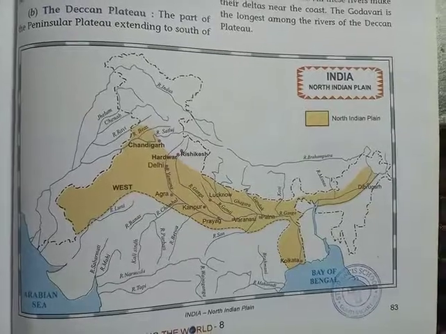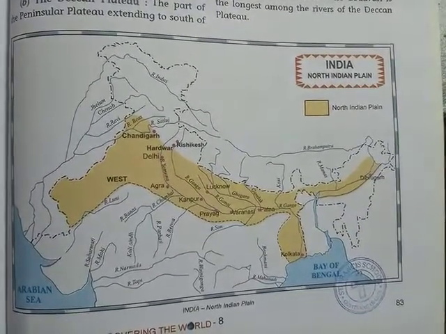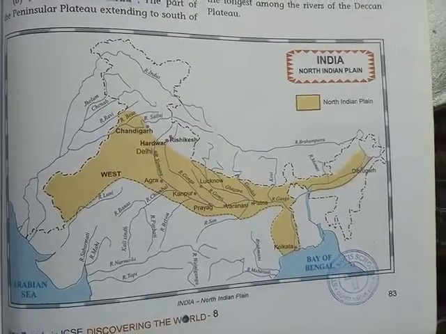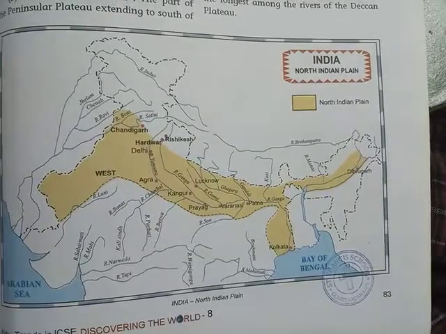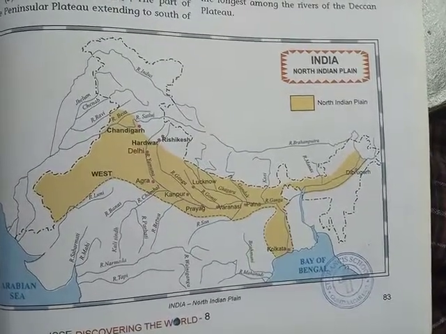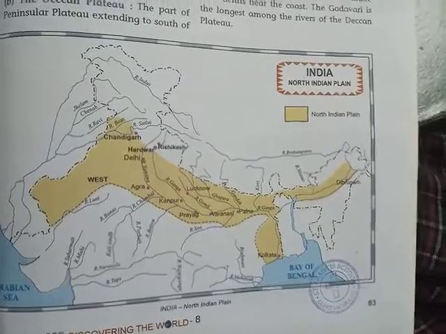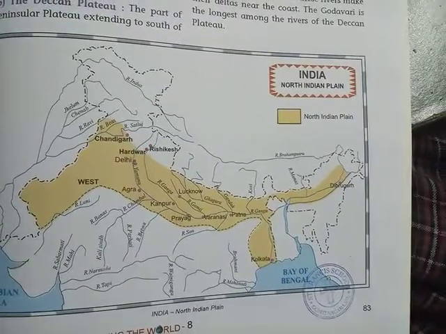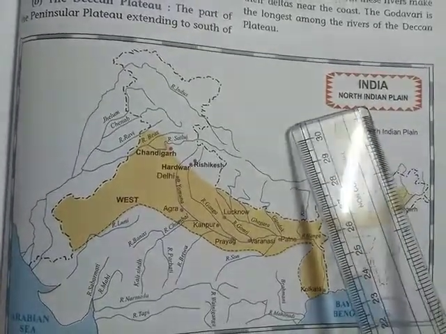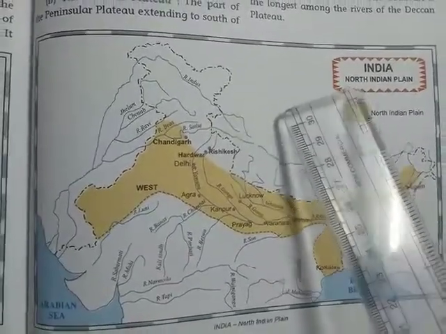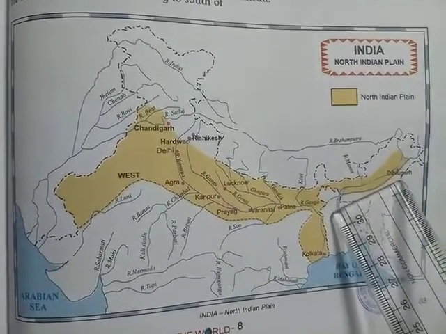Okay, children. Now we come to the second physical division of India, right? We have done the first physical division, the great mountains of the north, in which we studied different mountain ranges, right? And now comes the northern plains. This map is according to the second physical feature, in which the northern Indian plains are shown.